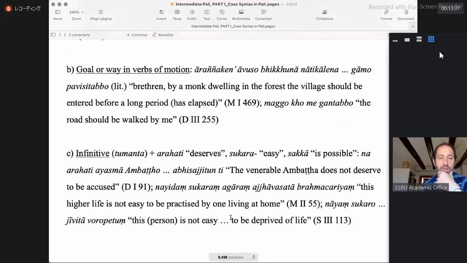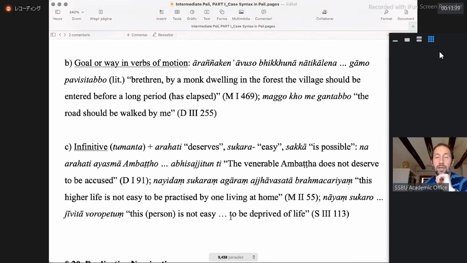Now, the nominative in a passive sentence, because it expresses the kamma, can also express the goal or the way when the verbs are verbs of motion. Verbs of motion means verbs that mean to go, to enter, to move, to approach. Any verb that means moving somewhere is a verb of motion. You know that in the active voice, verbs of motion can take an accusative of goal or way. Like if I say, aham gamam gacchami.